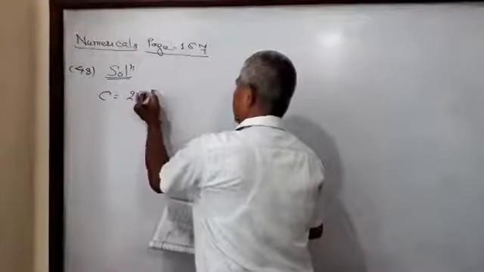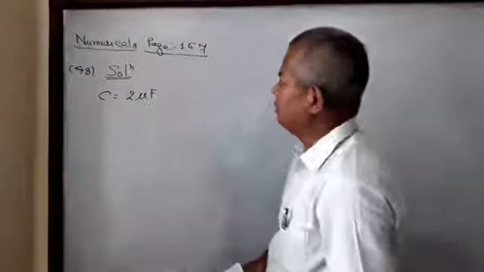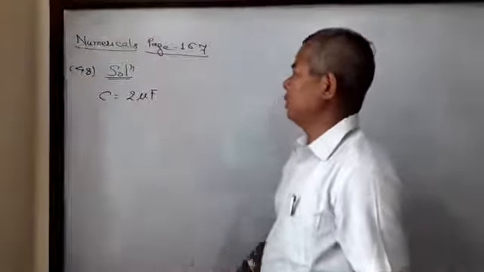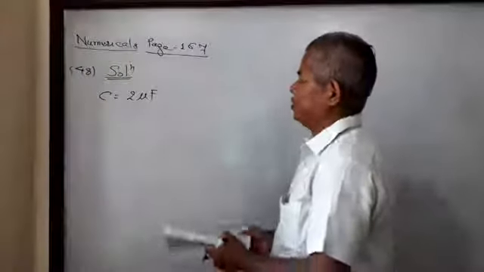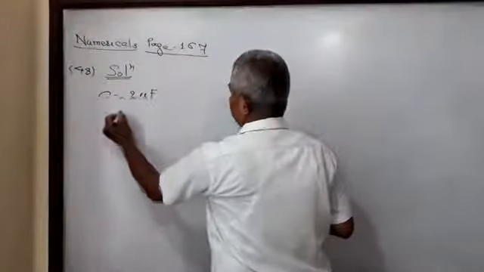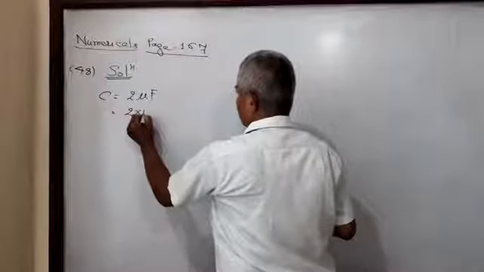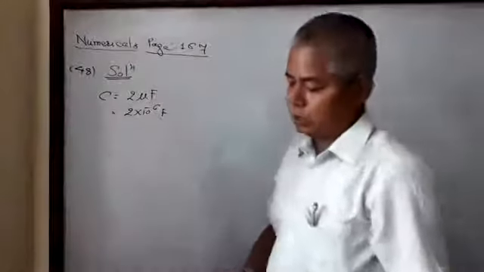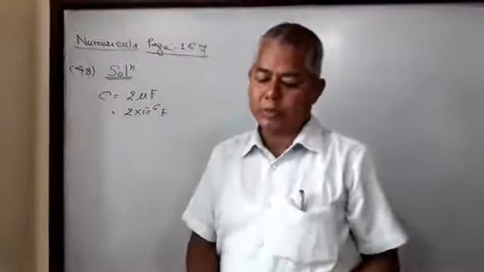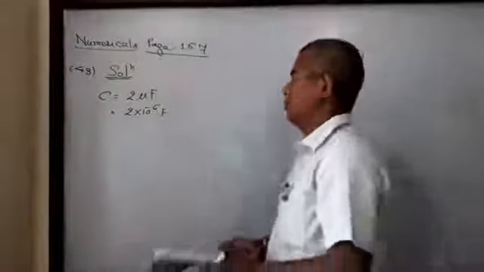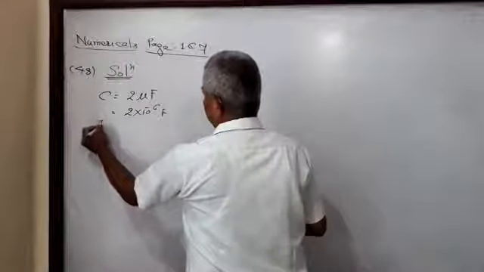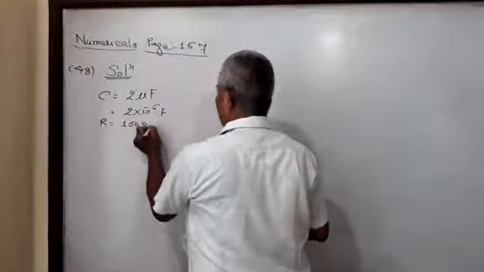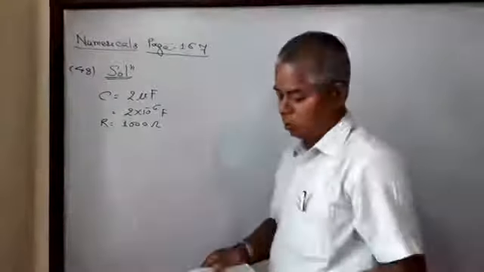There is millifarad, microfarad, nanofarad and picofarad. Here micro means 10 to the power minus 6. Then in SI system, its value is 2 into 10 to the power minus 6 farad. And a resistor of resistance 1000 ohm. R has value 1000 ohm.